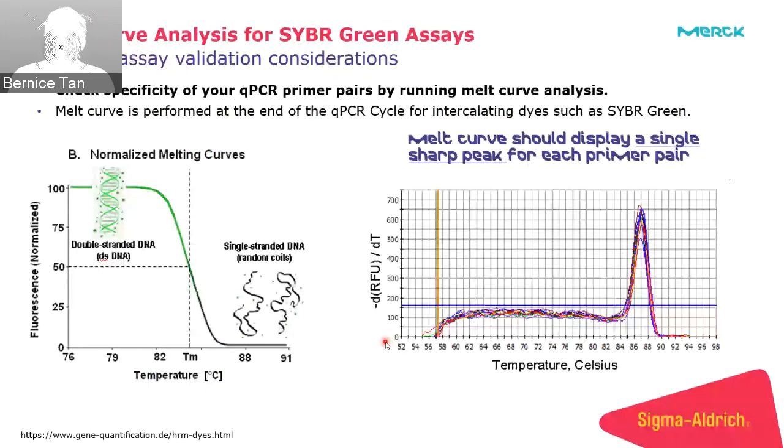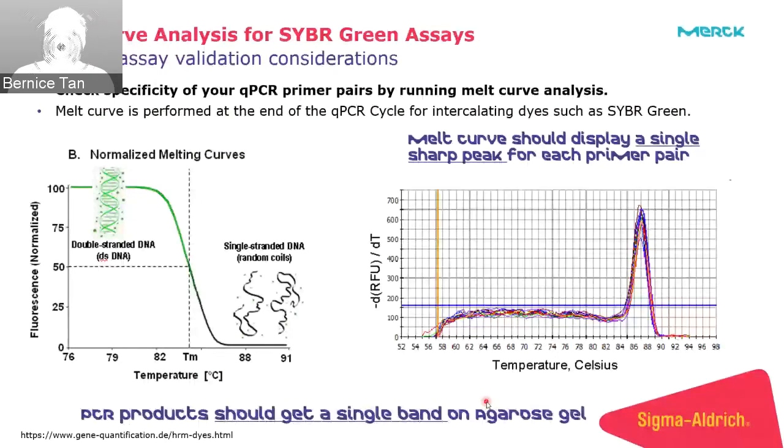If you've got really nice and specific PCR products, you should get a single melt curve peak that looks like this. Now, if you're running your PCR assay the very first time, I also suggest that you run your products on an agarose gel and check that you get one single band. Because sometimes a non-specific peak may be too small for you to pick it up on a melt curve. You'll be able to see it on the agarose gel.